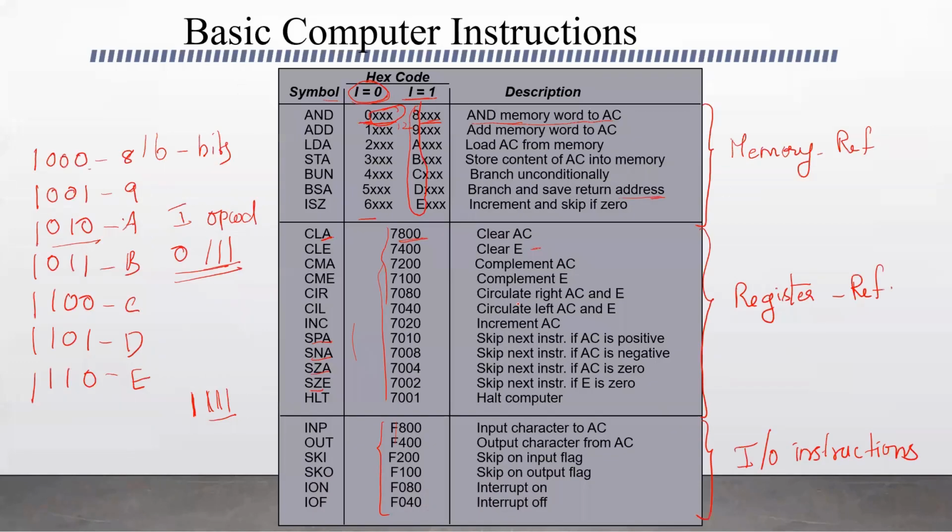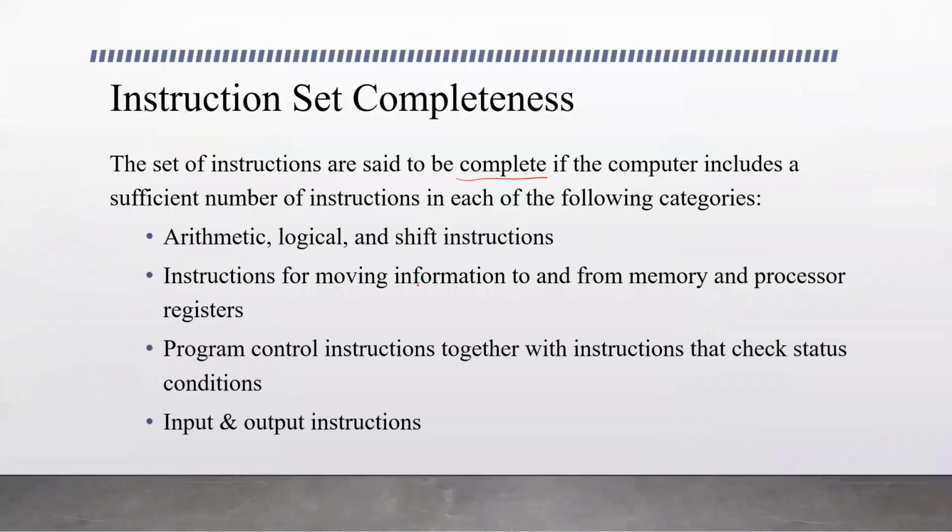So if this particular table has all these categories of instructions, AND is what type of instruction? Logic instruction, ma'am. Logic instruction, correct. So here AND is a logic instruction. And if you see this ADD, let's find out. We have instructions that perform logic operations, arithmetic, and shift. We'll come to the first category here, arithmetic, logical, and shift instructions.